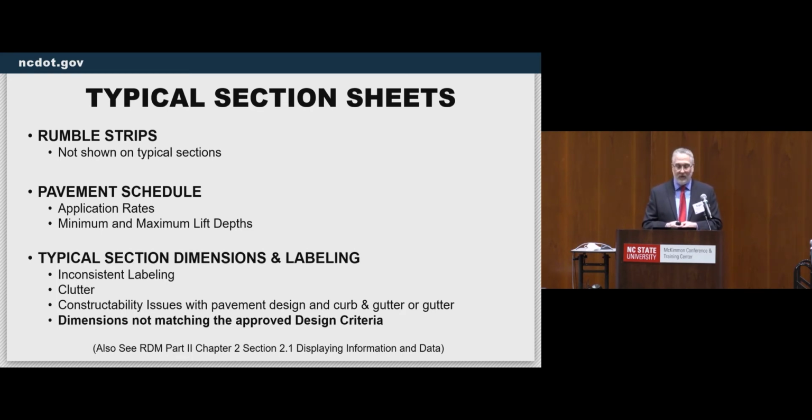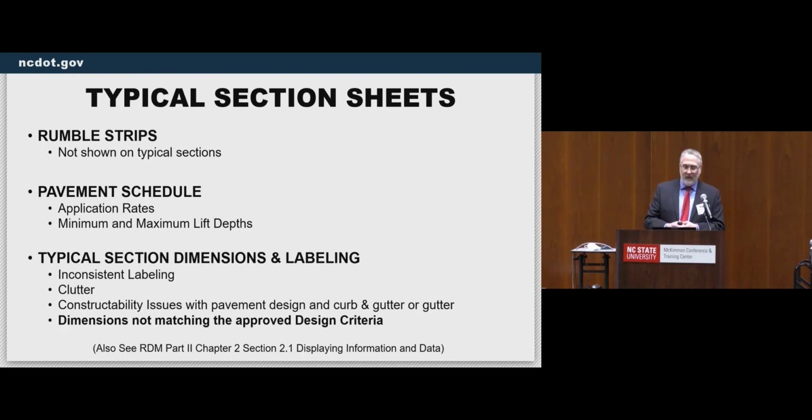These errors typically include incorrect dimensions and inconsistent labeling. Probably a good example of inconsistent labeling would be using 6 foot 6 inches on one typical and 6.5 feet on another. Just stay consistent. Clutter, as well as constructability issues with pavement design and curb and gutter, are also common concerns. And so are typical section dimensions not matching the approved design criteria. I want to stress that it's extremely important that your typical sections match the approved design criteria throughout the project development process.